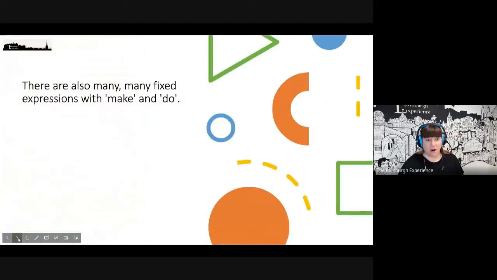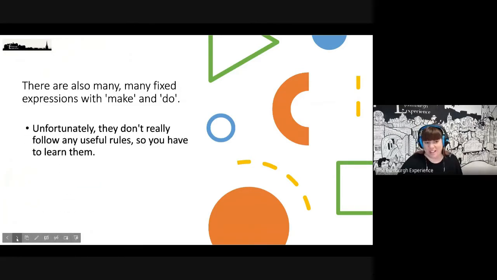However, there are, of course, lots of fixed phrases and fixed collocations that use make or do, and those actually don't really have useful rules that we can follow. In this case, we just have to learn them, and we are going to look at a selection today. But just a reminder as well that the best way to learn collocations is to see them occur naturally, right? So when you see them is when you learn them. It's a bit like phrasal verbs as well. Don't try and go crazy learning millions of phrasal verbs. Look at the context, learn them that way.